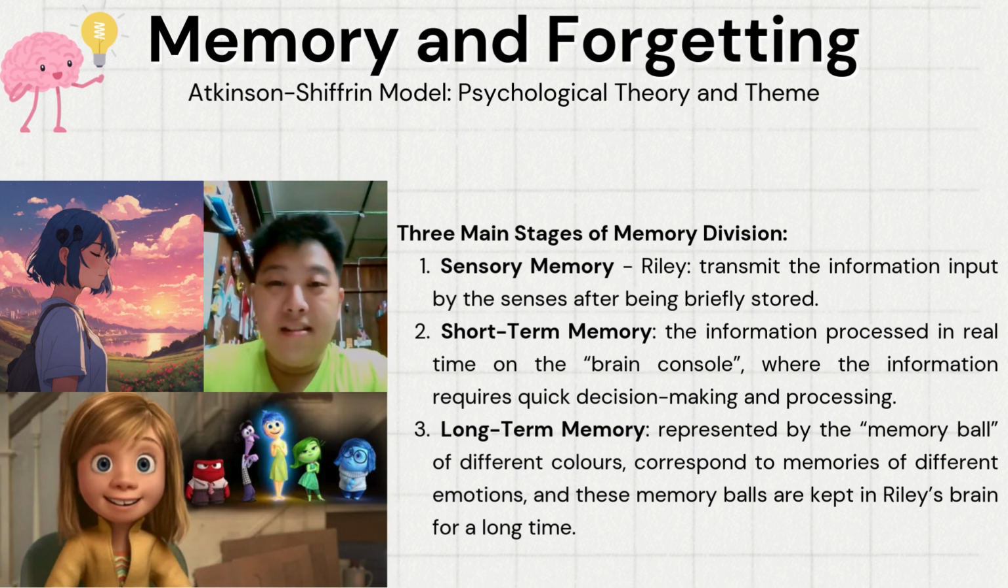According to the Atkinson-Shiffrin model, in terms of psychological theory and psychological themes, there are three main sets of memory division. The first is sensory memory. It is the initial set of memory, where information is input to the senses and is widely stored in the sensory memory. Its duration is very short and usually less than 1 second.